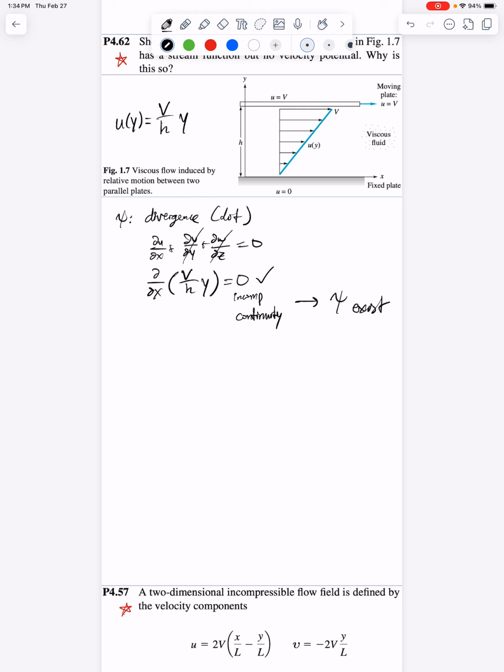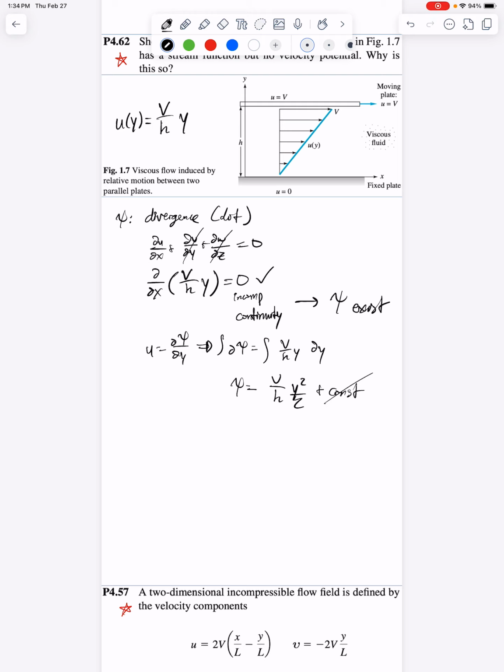They have very similar sounding names, but psi exists. We can solve for it, which I'll do really quickly. So u is equal to d psi over dy. d psi is equal to u, which is V over h times y, dy. Integrate both sides, and I get psi equal to V over h times y squared over 2, plus a numerical constant, which then just goes away. So once again, the main point is that we've proved that the streamline does exist for Couette flow.